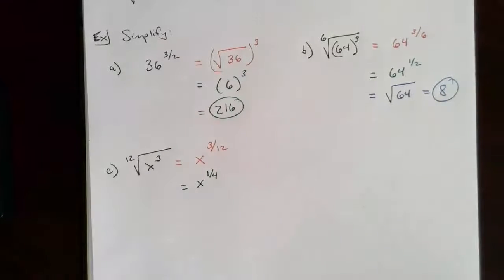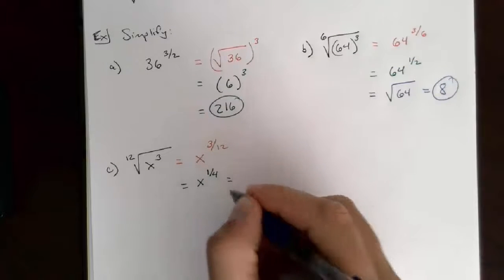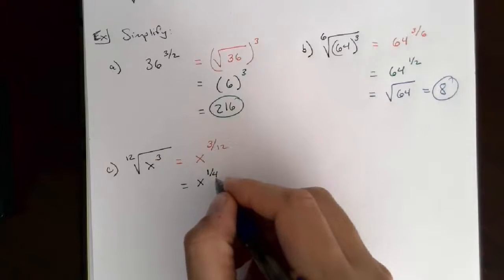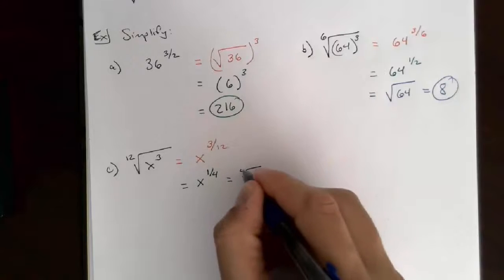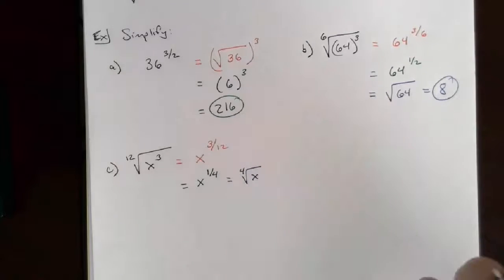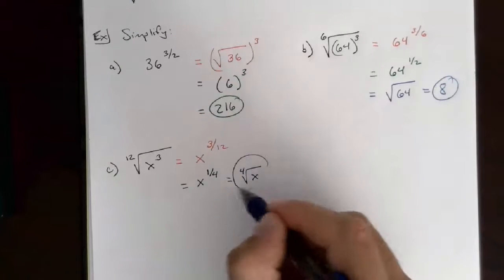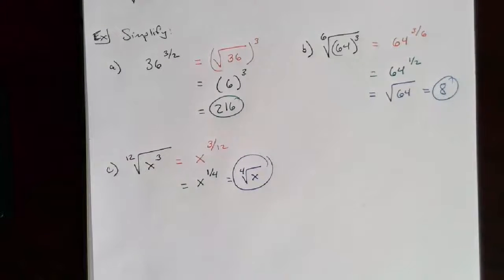And then if I wanted to write that as a root, well, it's x to the first power, and then taking the 4th root of that, the 4th root of x to the first power. We don't have to write the first power in there. And then the 4th root of x, that doesn't simplify, so we leave it alone.